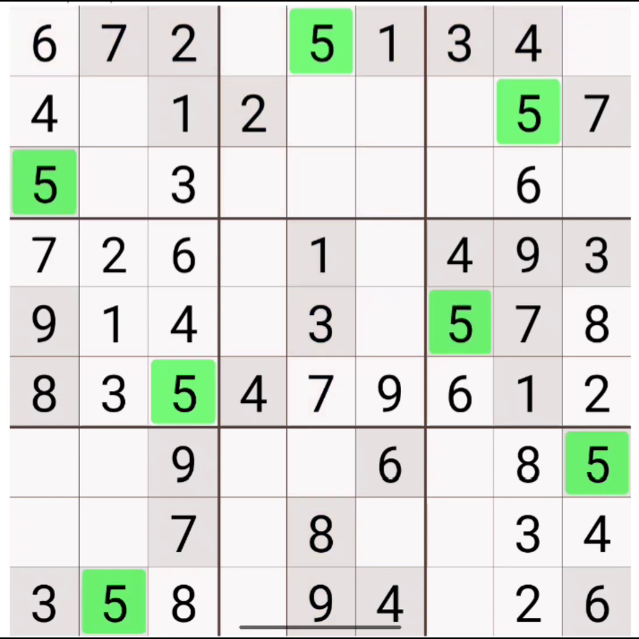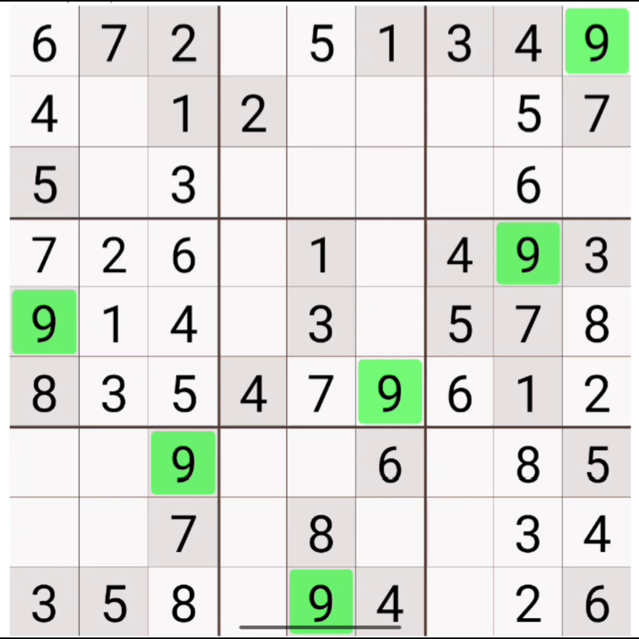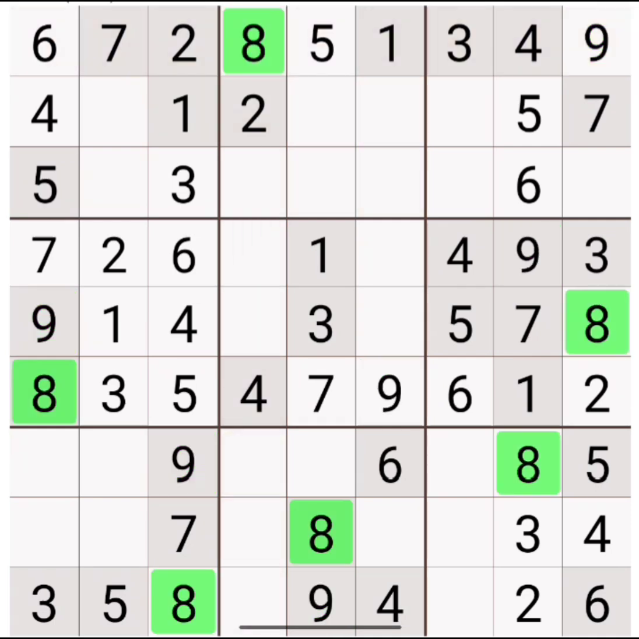So we'll place 5 here. And we cannot place 8 in this cell because 8 is there in the same column. So we'll place 9 here and we'll place 8 here. Now let us complete this box.